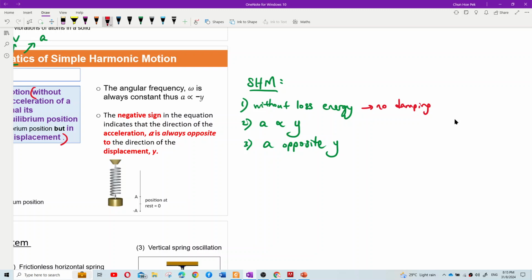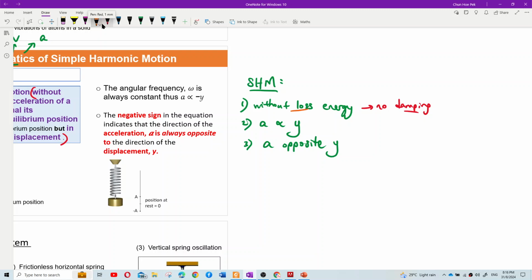Except vibration of atoms. In vibration of atoms, there's no loss of energy. But any kind of oscillation we see with our eyes always undergoes damping. That means it will have loss of energy. So this simple motion is without loss of energy because we are looking at the ideal condition.